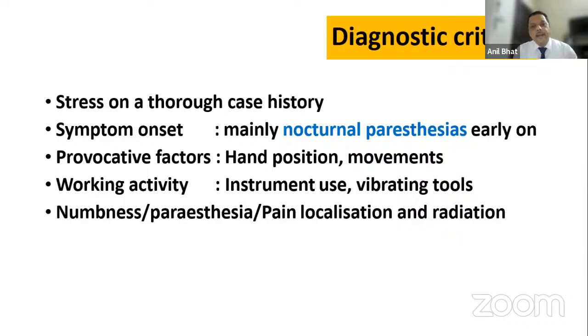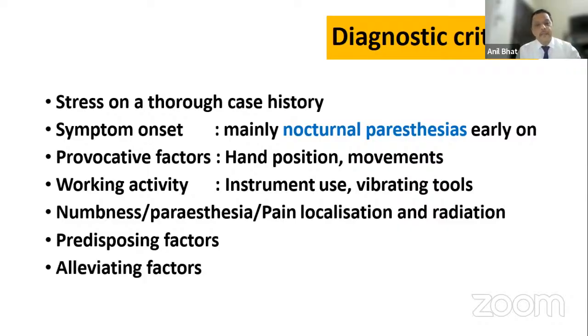There's a hand diagram which a lot of us ask the patient to mark, at least to show where these symptoms are located by the patients themselves. Look at predisposing factors, which I told you about. It could be obesity, hypothyroidism, diabetes, rheumatoid, and what actually relieves these symptoms, how they can place the hand in a different way, and how it can be used. So that can be checked.